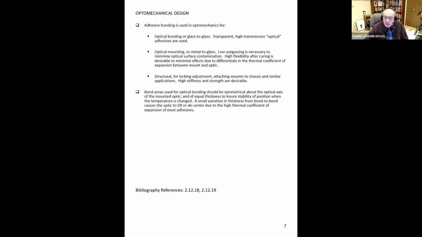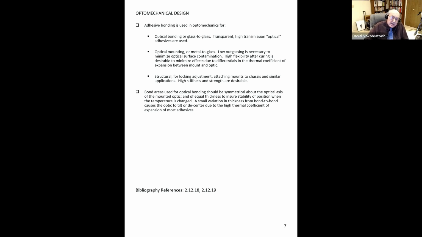The next application that's very important is actually using the adhesive to hold the lens to a mount, metal to glass. Here we want a low outgassing adhesive so we don't have contamination of our optical surface. We want to have high flexibility after curing to take out the difference in thermal coefficient of expansion between the mount and the lens. Last but not least is structural. In some cases, we may take the mounted optic in its mount and bond it to a chassis or barrel. In this particular case, we want a high stiffness and high strength adhesive. Typically, we would use an epoxy for this application.